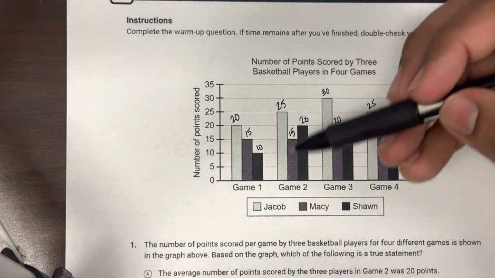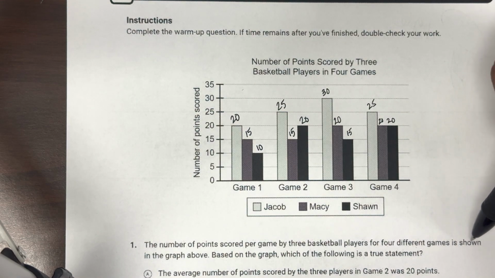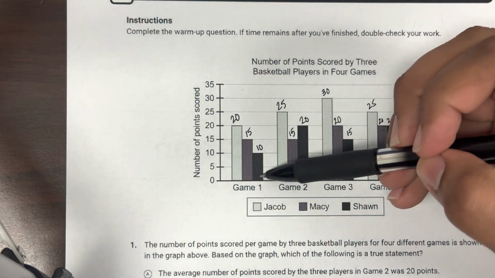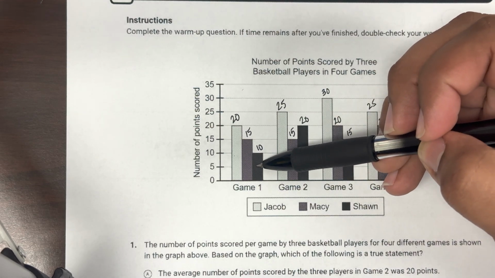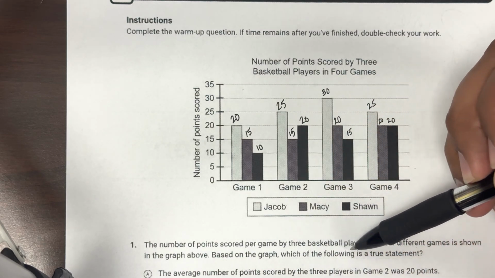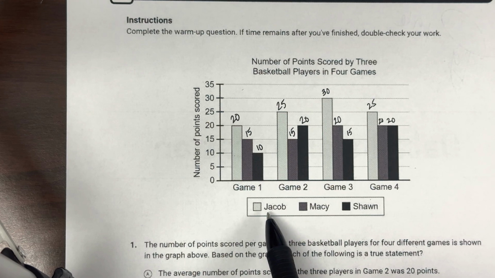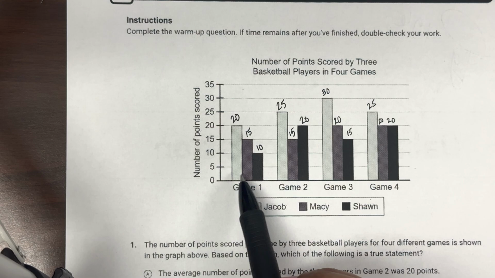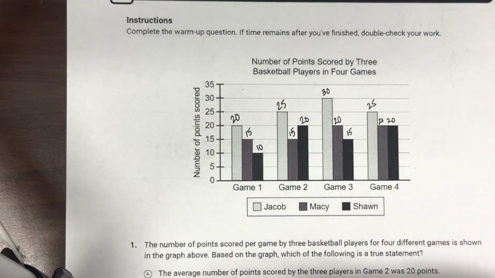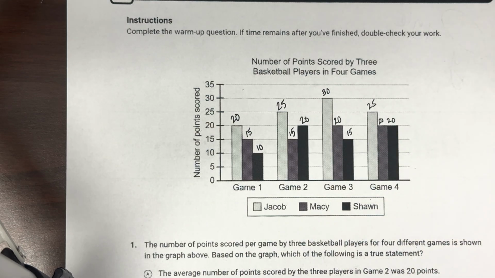Okay. The number of points scored per game by 3 basketball players for 4 different games is shown. So these are 4 games with the 3 different players, Jacob, Macy, and Sean. Based on the graph, which of the following statements is true? Right here, keyword is average. So if we're doing average per player, we would have to pull out all these numbers, add them up, divided by the amount of games, which is 4, and then talk about it in point blank.